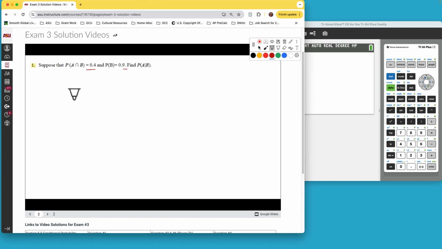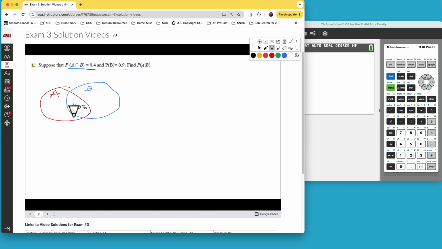So let's just draw a picture. This is A, and if this is B, the probability of A intersect B is this overlap of the red and the blue circle. We know that that is 0.4, 40%. Let's just do it with numbers, I guess. Let's call it 40%. I think it's easier than decimals. And then the probability of the whole blue circle is 90%, 0.9.